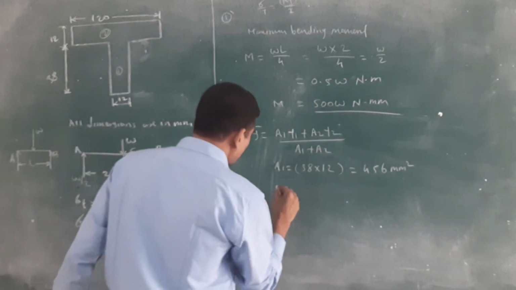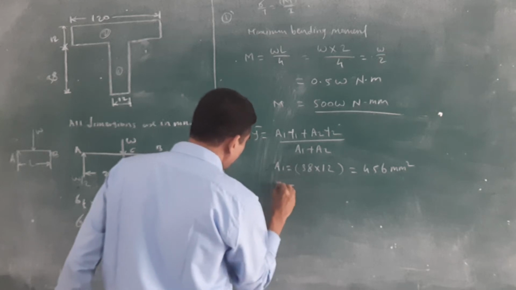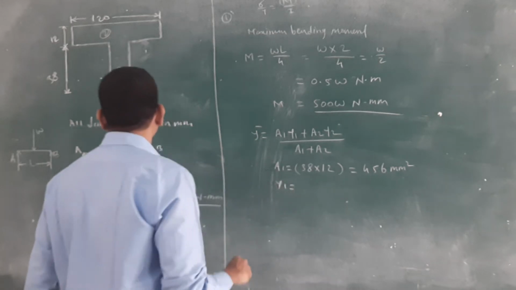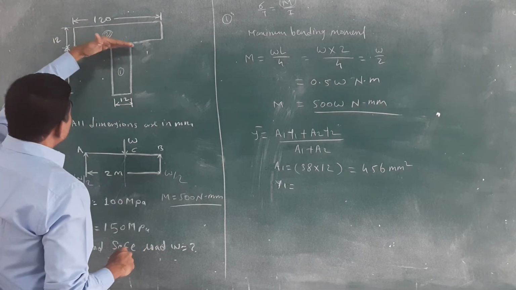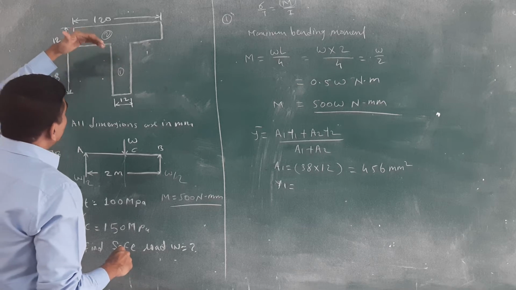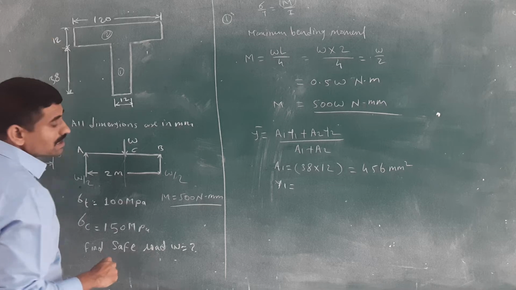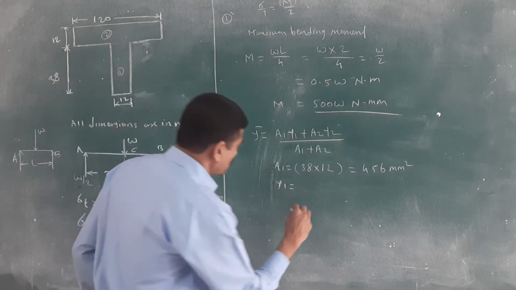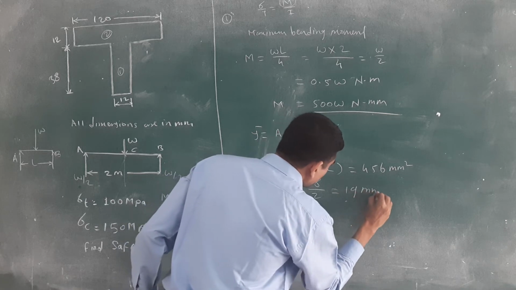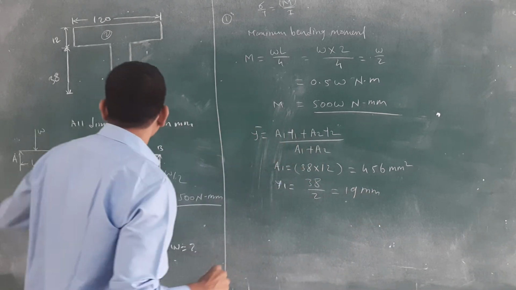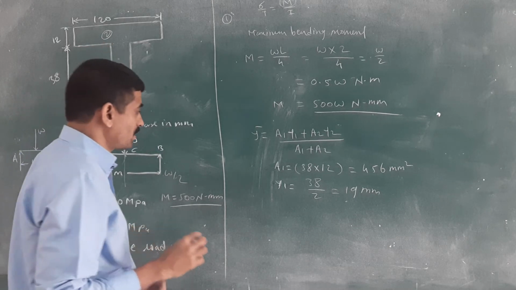Remember that. Then what is the value of y1? How to calculate that y1 value? You have to consider only the web. y1 means the centroid of that web. The total depth is 38, so 38 divided by 2, that's it, 19 mm. So y1 means the centroid of the web, 38 divided by 2.